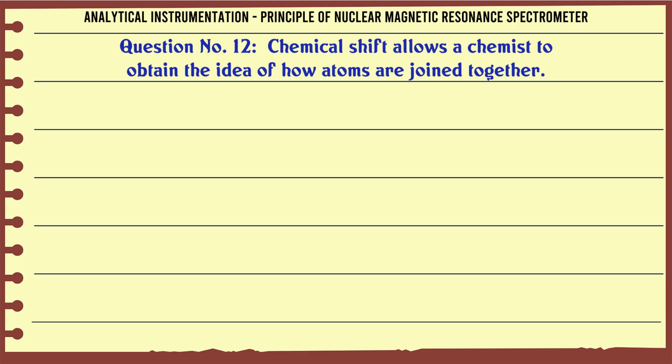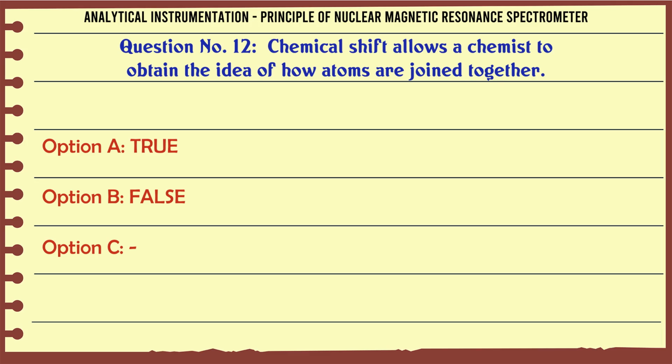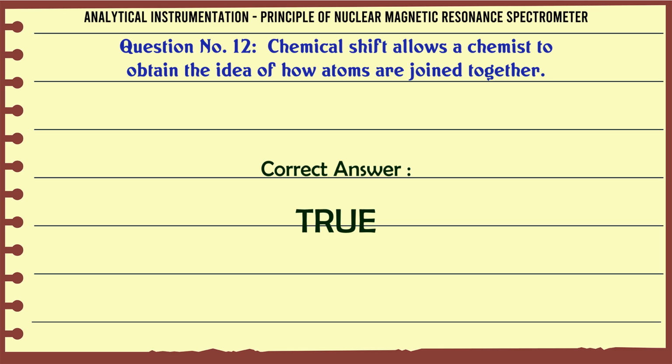Chemical shift allows a chemist to obtain the idea of how atoms are joined together. A. True. B. False. The correct answer is true.